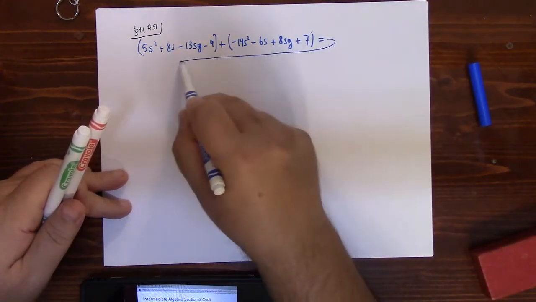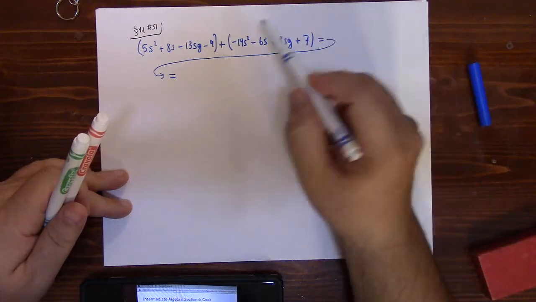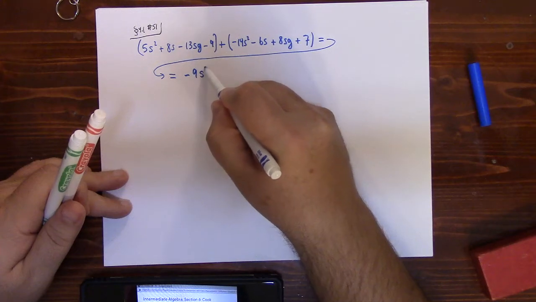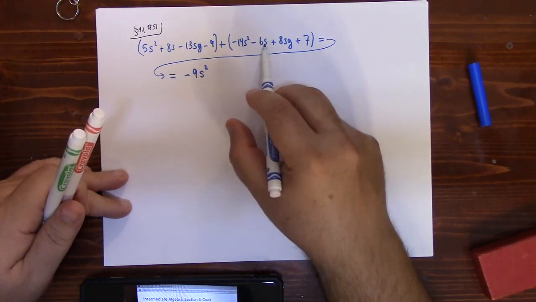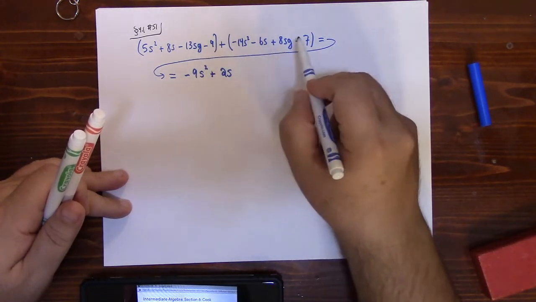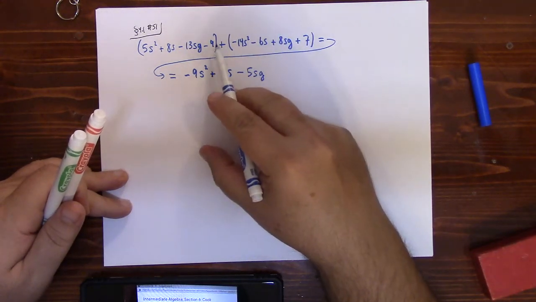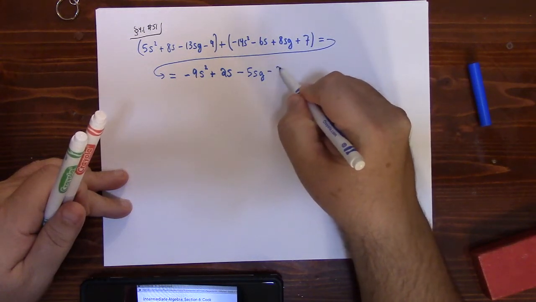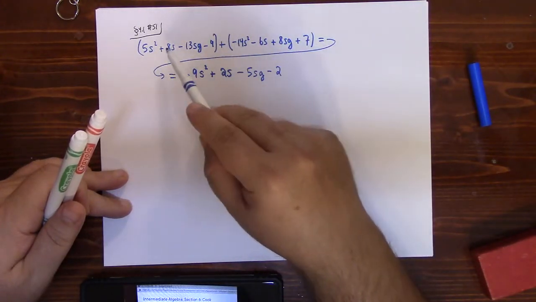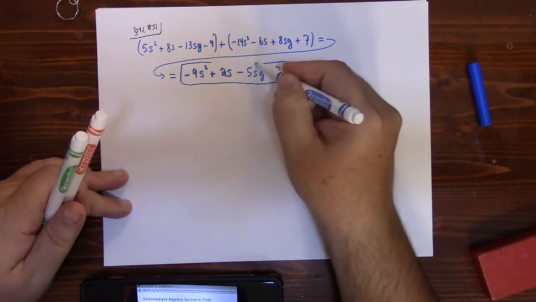So I'm going to do it down here. Basically, you can just erase the parentheses and collect like terms. We've got 5s squared minus 14, that's minus 9s squared. 8 minus 6 is 2s. Minus 13 plus 8 is minus 5sg. Minus 9 plus 7 is minus 2. So what I've done is I just collected like terms and did the addition by adding their coefficients, all right? So that's how you add.